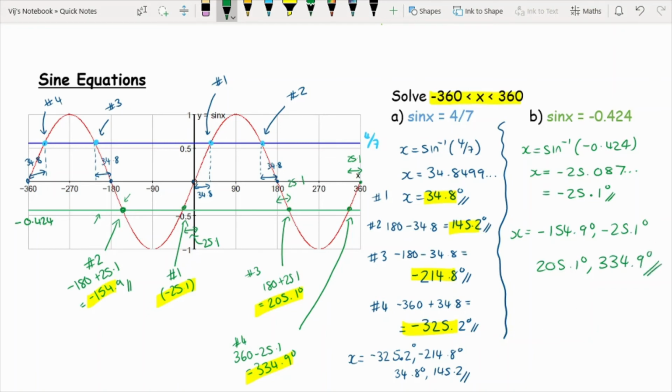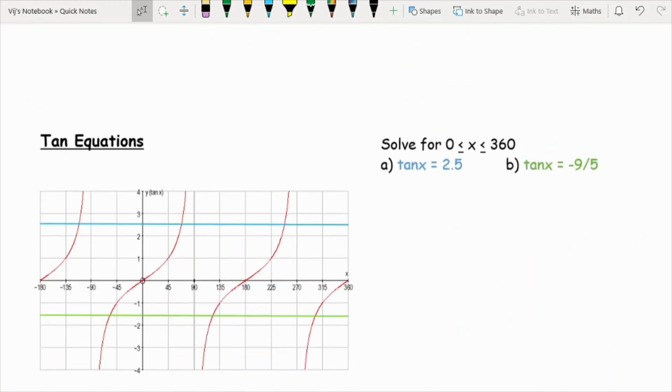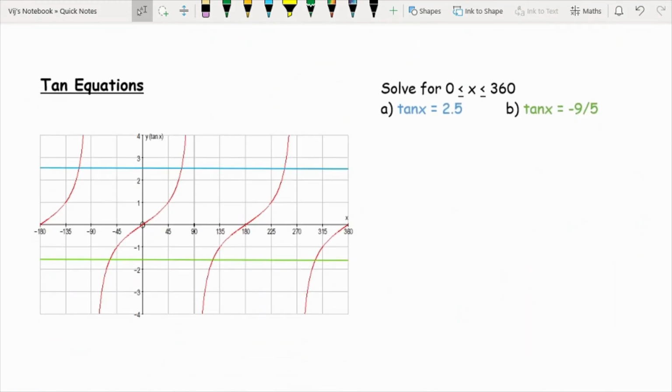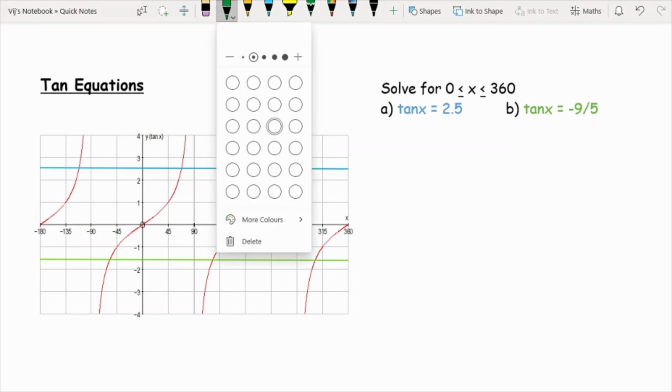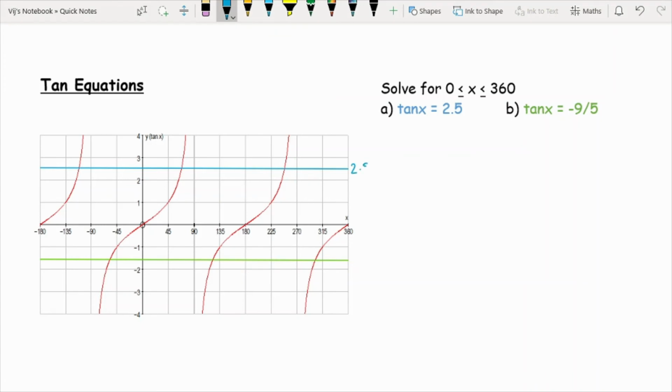So now moving on to the tan equation. So again, following the same sort of format. What I've pre-drawn is the tan graph. As we've got tan x as subject, I've drawn a horizontal line through 2.5, which is here. And so now what I'm going to do is go about and solve it.